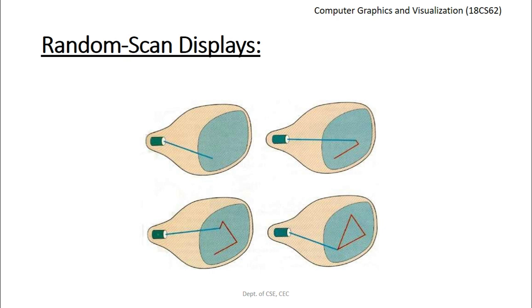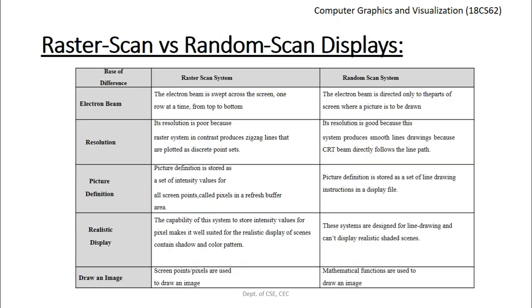That is the random scan displays. Now let us briefly look at differences between the raster scan and the random scan displays. When it comes to the electron beam, in raster scan systems, the electron beam is swept across the screen one row at a time from top to bottom. In case of random scan display, the electron beam is directed only to the part of the screen where the picture is to be drawn. So that is the one major difference.